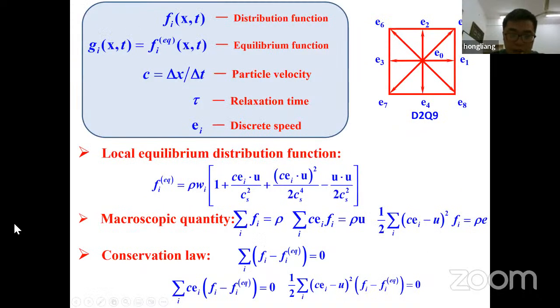We can see that the equilibrium distribution function uses the Maxwellian and can be written as this. The macroscopic quantities can be obtained by summing the distribution functions: the zeroth moment of the distribution functions gives the density, the first moment gives the momentum, and the energy can be obtained by the second moment of the distribution functions. Next.